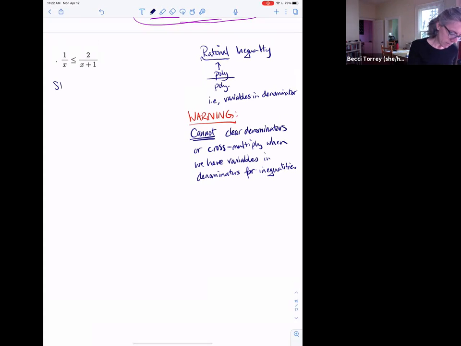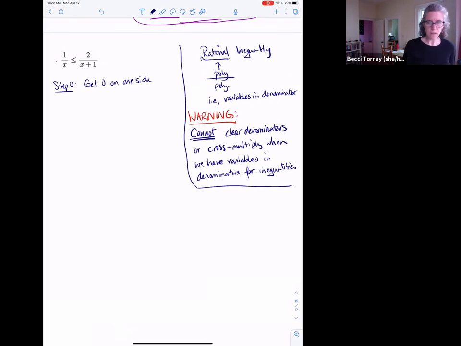I didn't write this down before, but really a step 0 is get 0 on one side, which is what we were doing in the other part as well. You can go in either direction. You're going to have to subtract one thing from the other side. It doesn't matter which direction you go in as long as you pay attention to what's going to happen afterwards. So I'm just going to say 1 over x minus 2 over x plus 1 is less than or equal to 0. I just subtracted the 2 over x plus 1 from both sides.